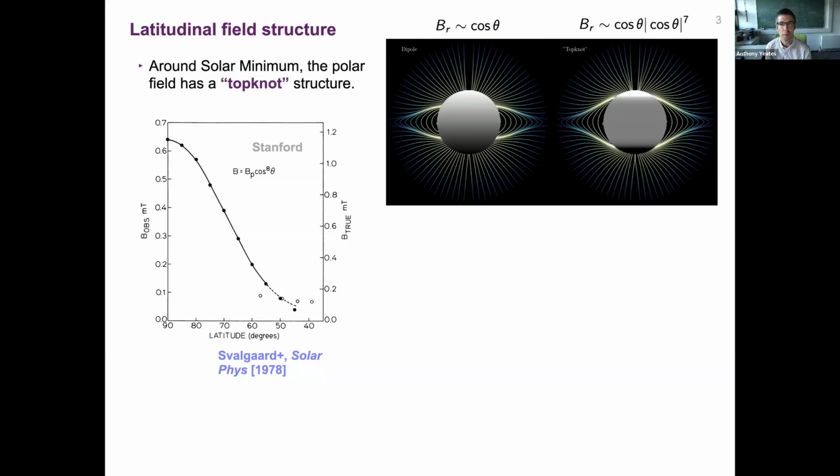I made a little comparison here. These are just extrapolations of two suns that have the same amount of magnetic flux, but on the left it's just a dipole, cosine theta, and on the right it's this so-called top knot structure where it's pushed towards the pole. And you see it does have an effect on the structure of the coronal field as well, for example, which we'll hear about later.